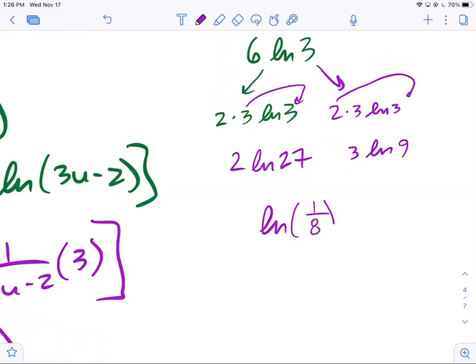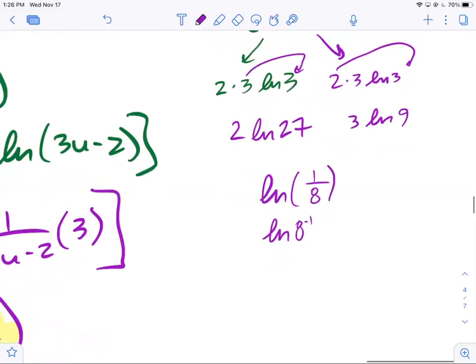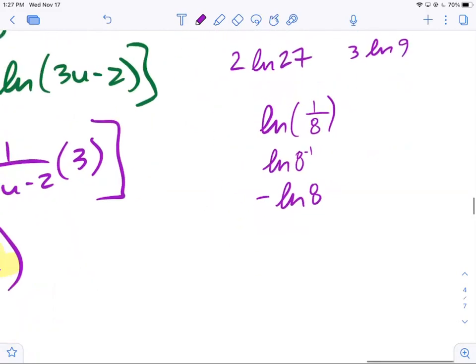1/8? That would be the same as the natural log of 8 to the negative first, wouldn't it? Because 8 to the negative first is 1/8. That's the same as negative natural log of 8, right? But wait, there's more. 8 is the same as 2 cubed. So now bring the 3 up front. That's negative 3 natural log of 2.